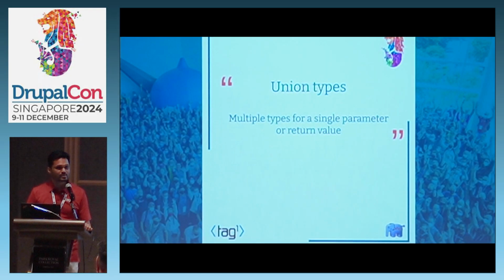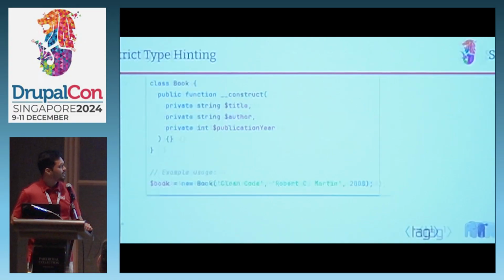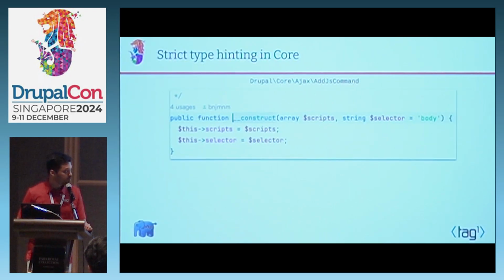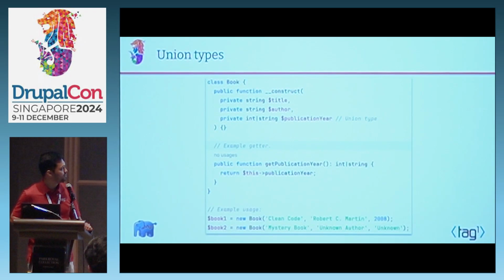Next is union types, multiple types for a single parameter. Let's say the publication year is not known. You cannot provide a false value. So to deal with this, what you can do is provide different types of variables. Now publication year, as you can see, is an integer or a string. So it accepts both an integer or a string.